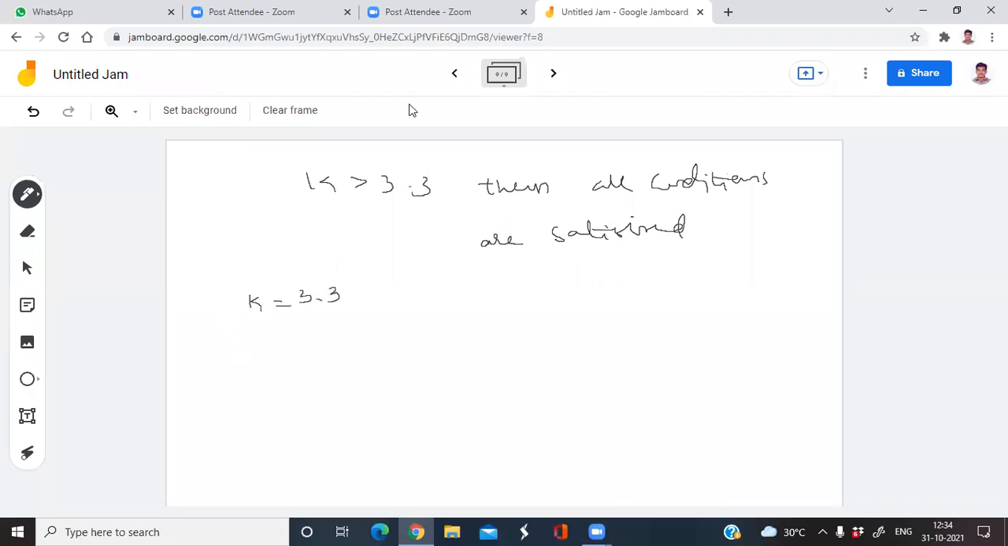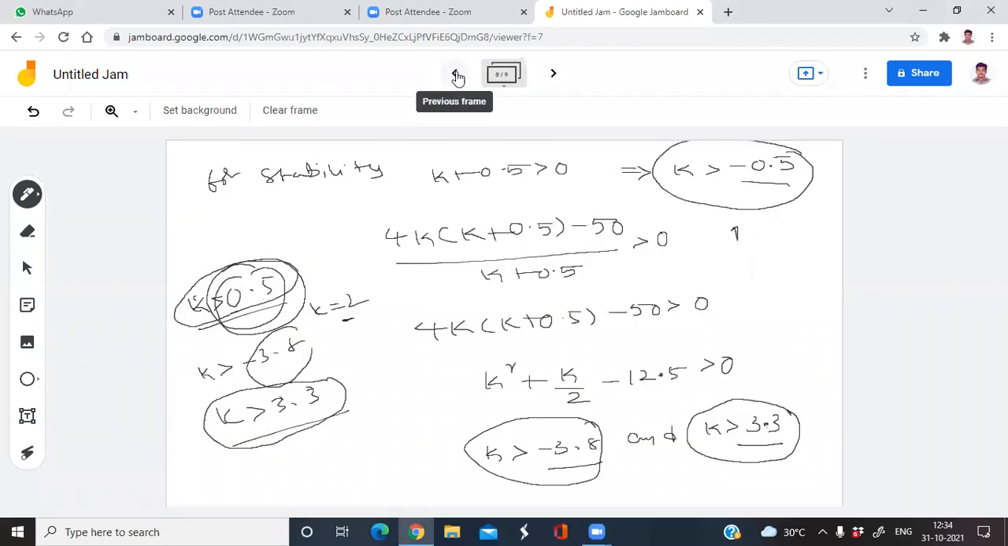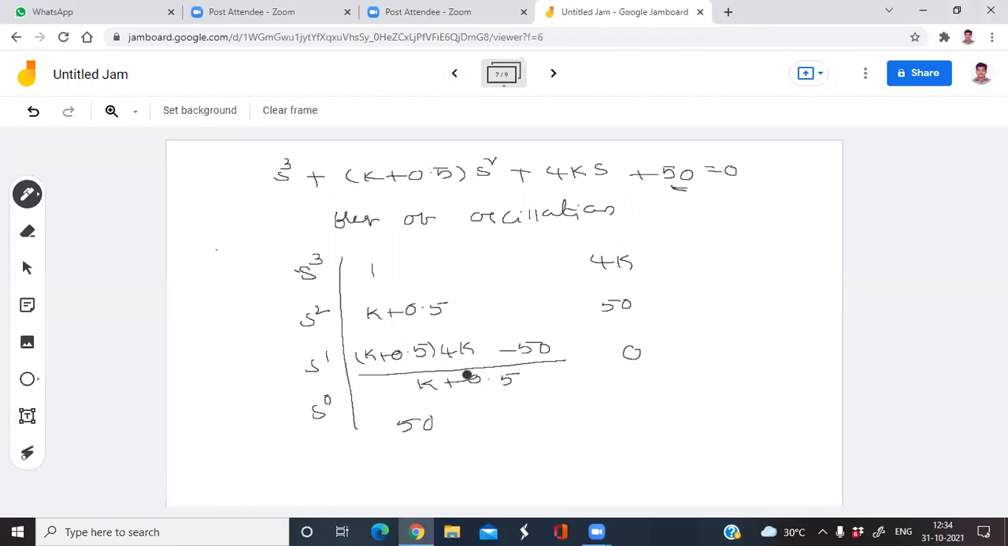When you consider k equal to 3.3, now see this. Go for s power 1. When you consider k equal to 3.3, that means here (k plus 0.5) into 4k minus 50, divided by (k plus 0.5), with k equal to 3.3. Tell me the value.